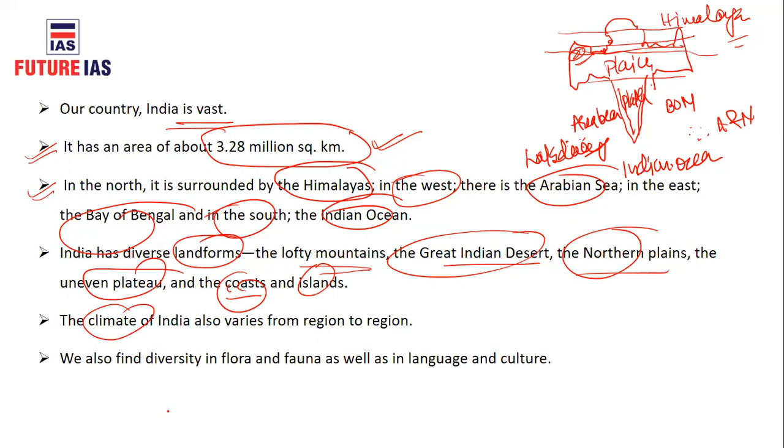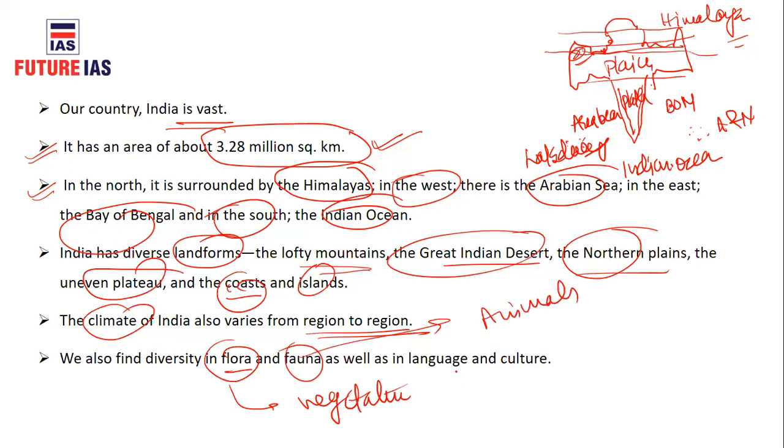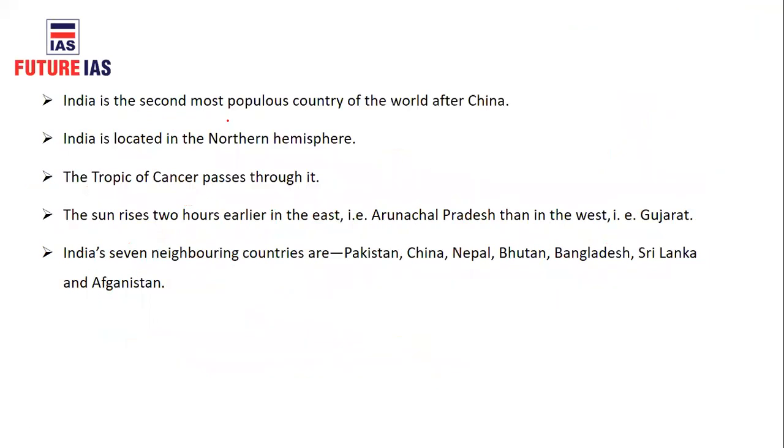All right. So this is the map of India, and the climate of India varies from region to region. We find a very high diversity of flora and fauna. Flora means vegetation, and fauna means animals. You will also have diversity in terms of language and culture. India is the second most populous country after China, but India is going to surpass China around 2028 AD.